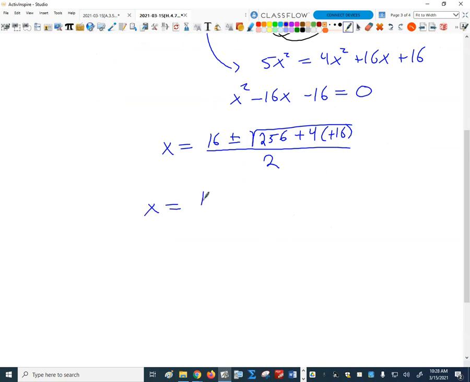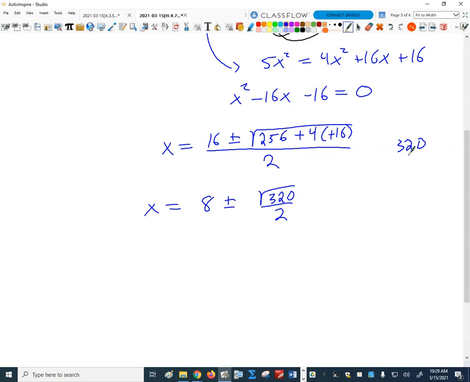So what's this going to give me then? 16 over 2. I can split this up. I'm just going to get 8 plus or minus. Now, what's this going to give me here? 256 plus 64 is 320. That's not a perfect square, but we should be able to coax something out of that. Probably, is that 64 times 5? It is, isn't it? Everybody agree?